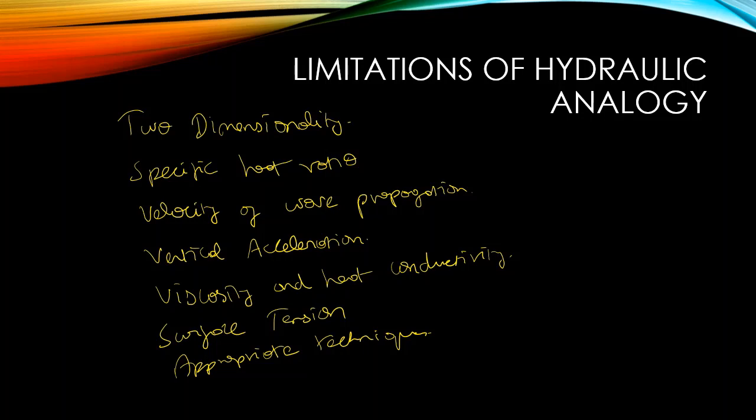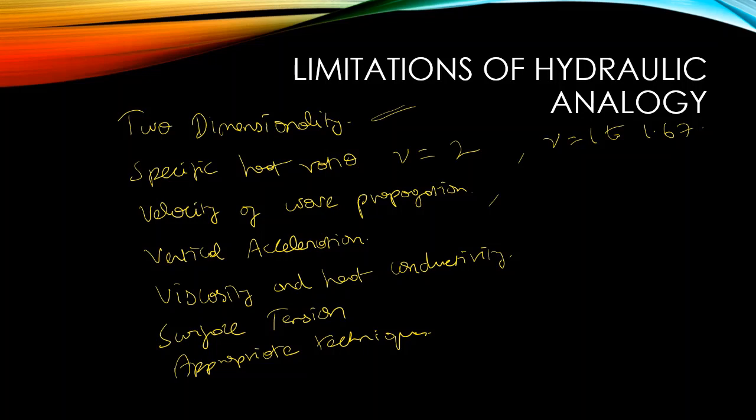So two-dimensionality, specific heat ratio, velocity of wave propagation. Two-dimensionality means it is applicable only for two-dimensional flows. That is the main, greater disadvantage. And then specific heat ratio: we have talked about how we maintain gamma equal to 2 for any kind of hydraulic analogy, but for gas flow it ranges from 1 to 1.67 for different gases and mediums.